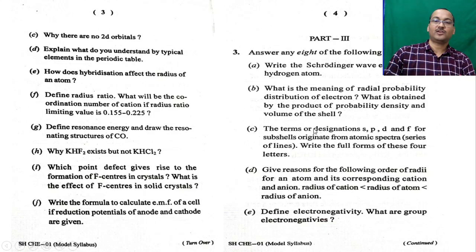The next question, the terms or designations S, P, D, F for subshells originate from atomic spectra series of lines. So you need to write down the full forms of these 4 letters. Then give reasons for the following order of radii for an atom and its corresponding cation and anion: radius of cation, radius of atom, and radius of anion.